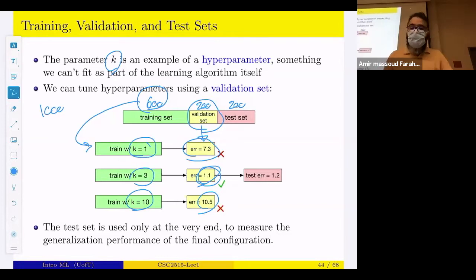Just think about K equal to one. The error of K equal to one on the training set would be zero, so that would be our best choice. We have to go to a new data set, which is independent from the previous data set, to choose the best K. So we use the validation set to find the best K. We use the validation set to optimize the hyperparameter.